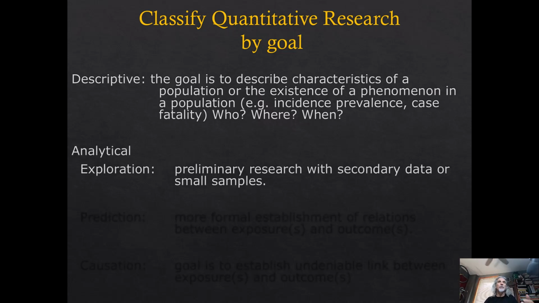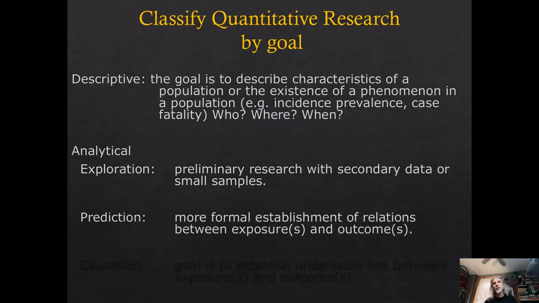Analytic research, we either do exploration, that's preliminary research, secondary data, small samples, so that's very early stage when we're just kind of feeling our way around, maybe with our eyes half closed. Prediction is when we're already trying to establish some sort of formal relation between exposure and outcome, also known as independent and dependent variable.